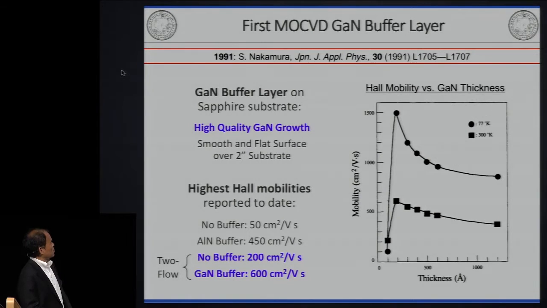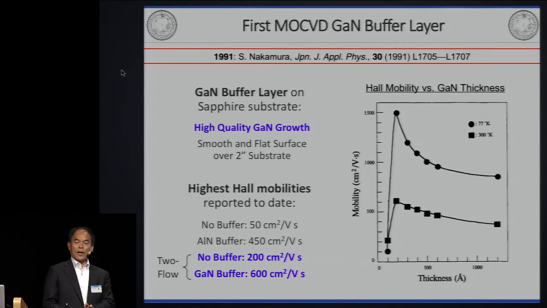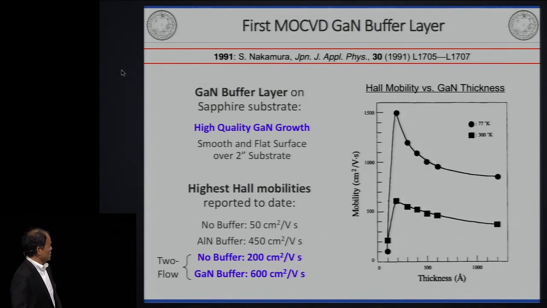How do we estimate the crystal quality? We usually measure the mobility. The higher, the better. Before my invention of 2-flow MOCVD, the other Nobel laureate, Professor Akasaki, always obtained the best result in the world. After my invention, I always became number one, top. For example, mobility without buffer: Professor Akasaki got 50, in my case 200. With the buffer layer, Professor Akasaki obtained 450, I got 600. Because 2-flow MOCVD is the best in the world, any result is the best.